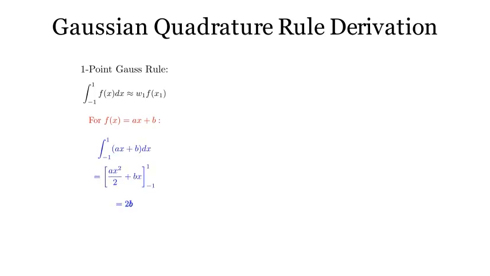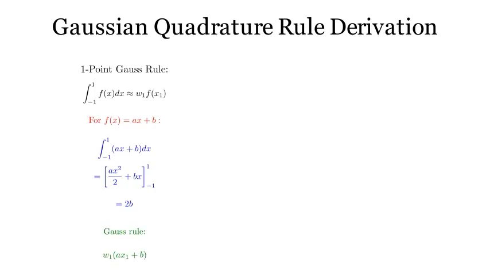So now let's quickly derive the Gauss quadrature formula. For the 1-point Gauss rule, it should be able to exactly integrate up to linears. So first we'll integrate those linears from -1 to 1. For a generic linear polynomial ax plus b, the integral is 2b.